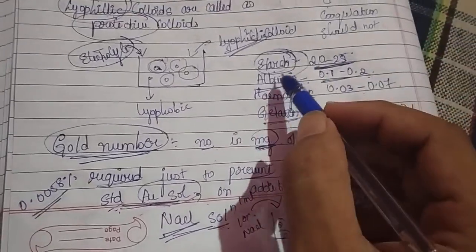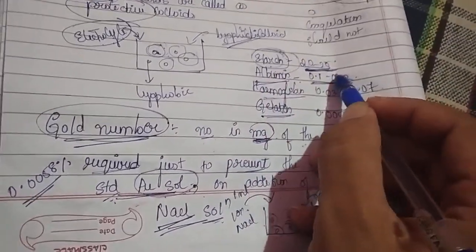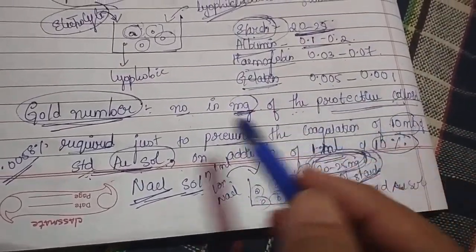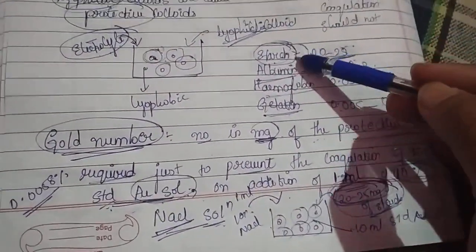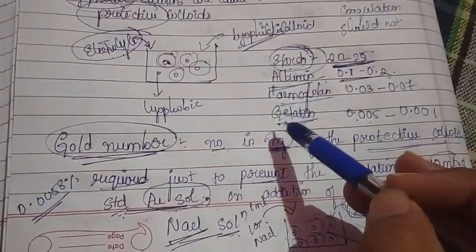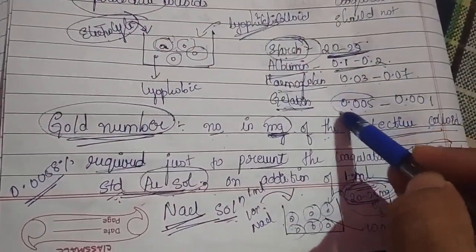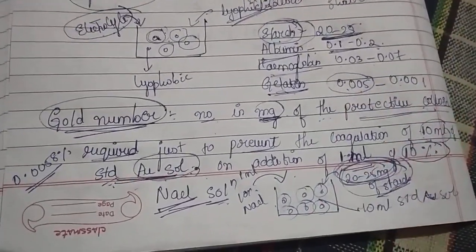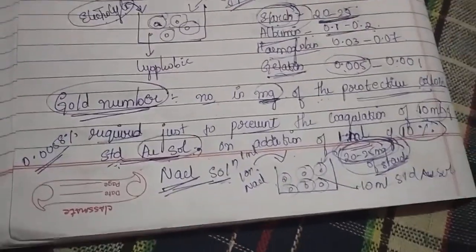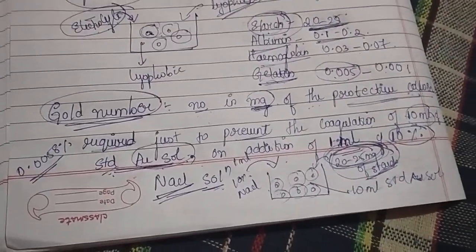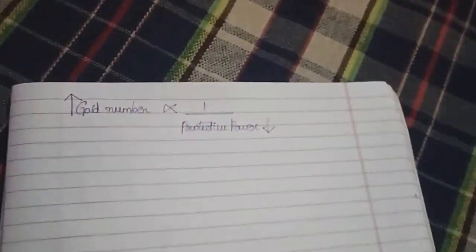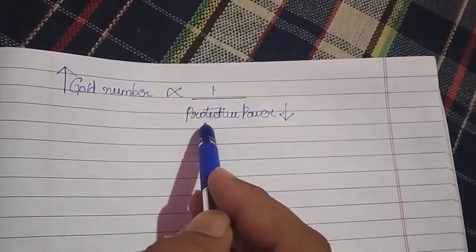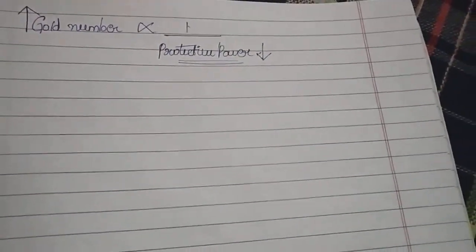So here you get the gold number, 20 to 25. What does it mean? It is the number in milligrams of the protective colloid required. See how much it requires, very high. But for gelatin, can you see? Very small, 0.005. Even a little is enough for the colloidal particles to be protected and not coagulate. The same concept I have given a mathematical term: gold number is inversely proportional to protective power.